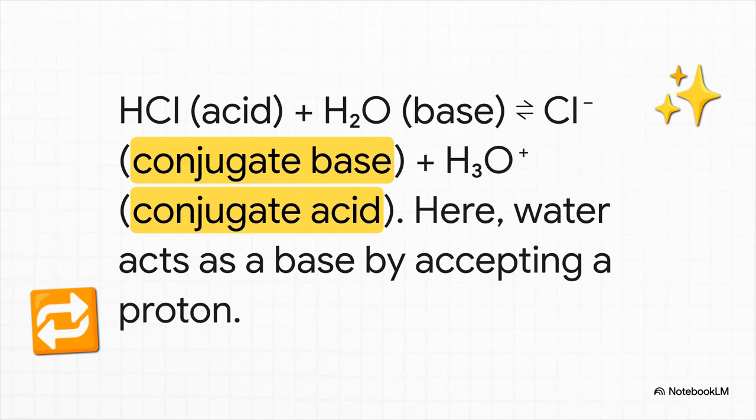Okay, check out this example. Hydrochloric acid donates its proton to a water molecule. Now wait a minute. Did you see that? Under this new rule, water, which we thought of as neutral, is actually acting as a base because it accepts the proton. The HCl becomes a chloride ion, that's its conjugate base, and the water becomes a hydronium ion, its conjugate acid. It's a complete shift in how we see things.